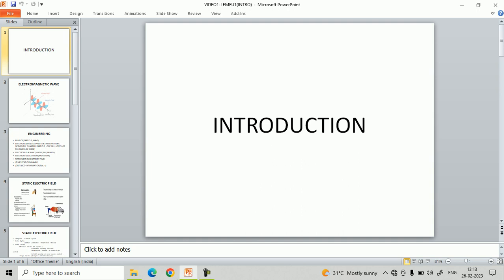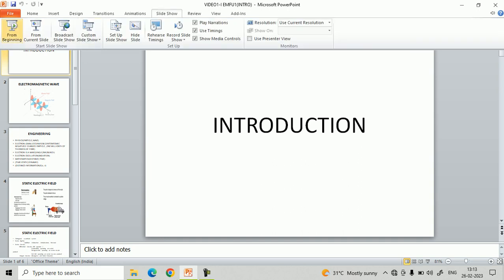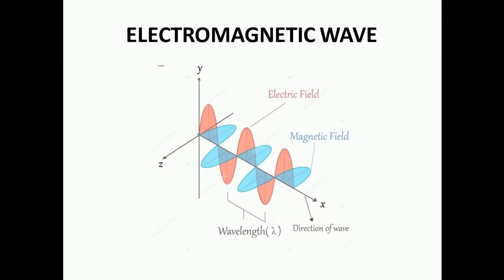Good morning, students. This is an introduction to the subject electromagnetic fields. The subject electromagnetic fields is a combination of electricity and magnetism in terms of physics, and field in terms of mathematics. So this slide has the representation of an electromagnetic wave.